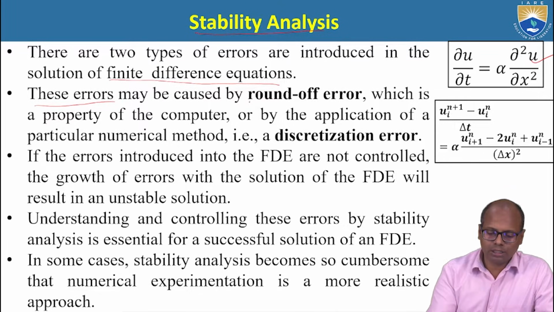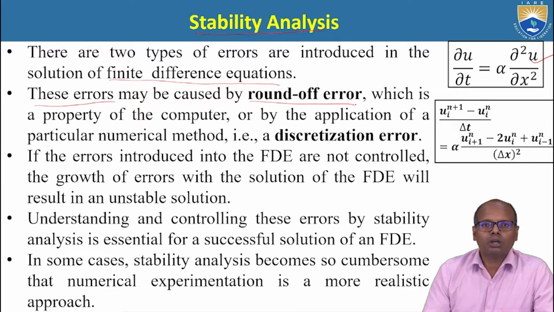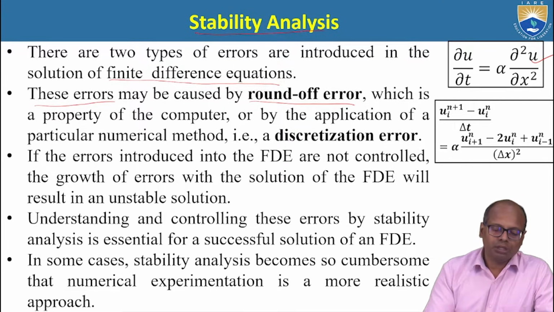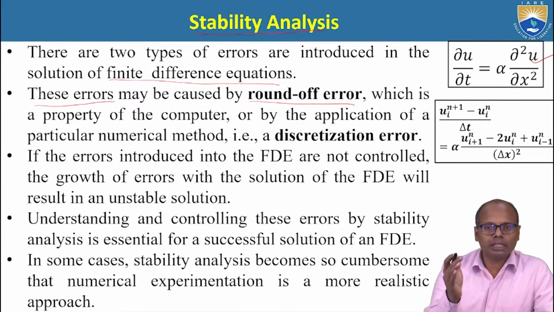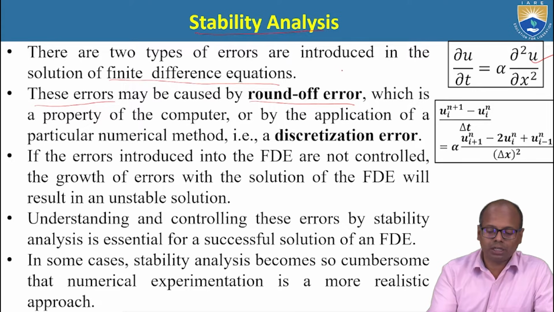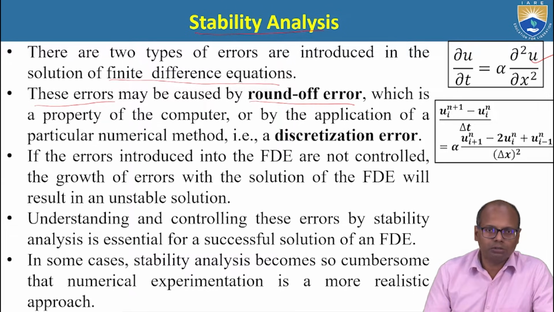One is the round-off error. Round-off error in the sense we are truncating the Taylor's equation. We have a Taylor series expansion from which we got the finite difference form. And while getting the finite difference form, we have seen that there is a truncation error or the order of accuracy.